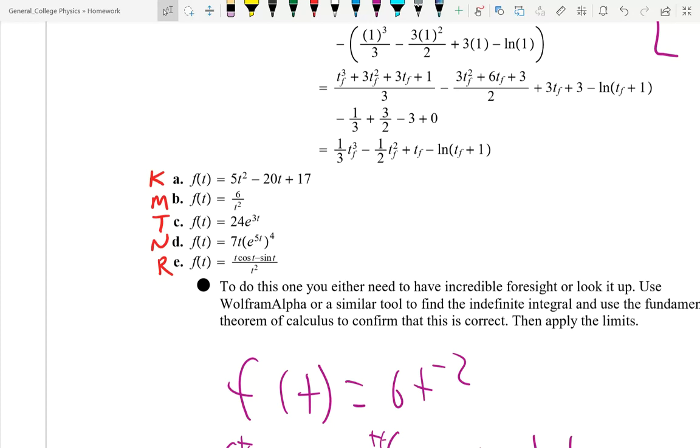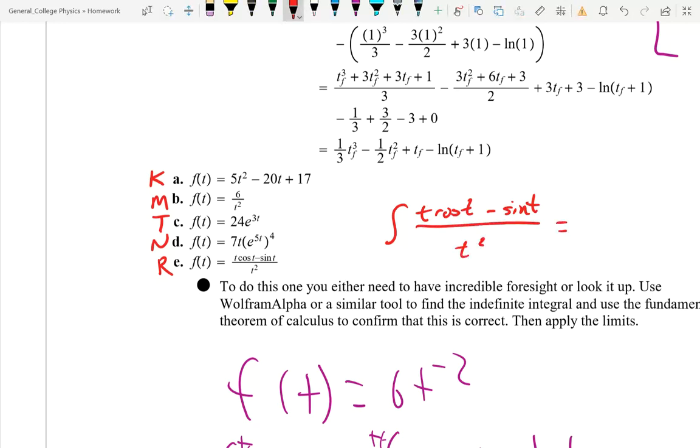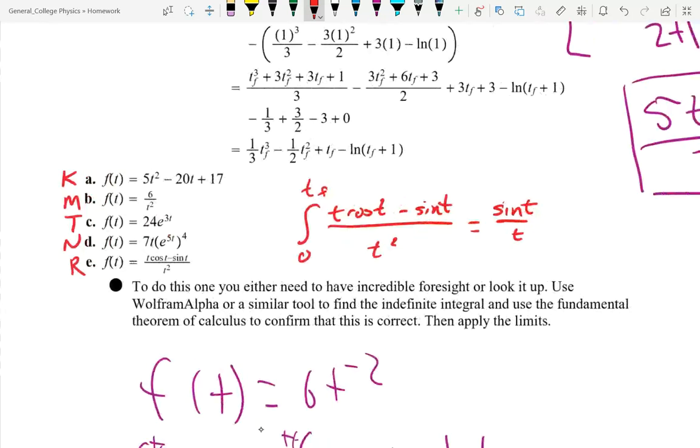And Wolfram Alpha told me that the integral of t cosine t minus sine t all over t squared gives me, what did Wolfram Alpha tell me? Sine t over t. But I'm not done because I have the limits. That's right. And so I have to put in my limits, which are from 0 to t final.